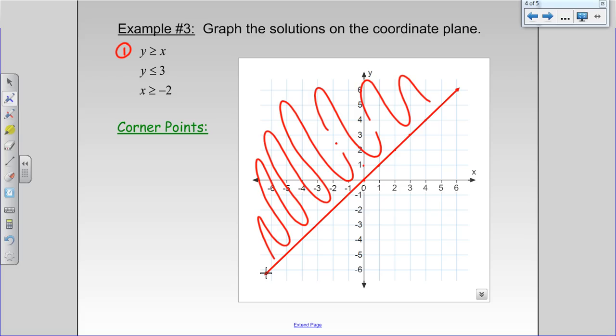Turning to inequality number 2, y is less than or equal to 3. The boundary line in this case is the horizontal line, y equals 3. And once again, it will be a solid line. The origin, since y would be 0 in that case, would be a solution. So we want to shade all the points below our blue boundary line.